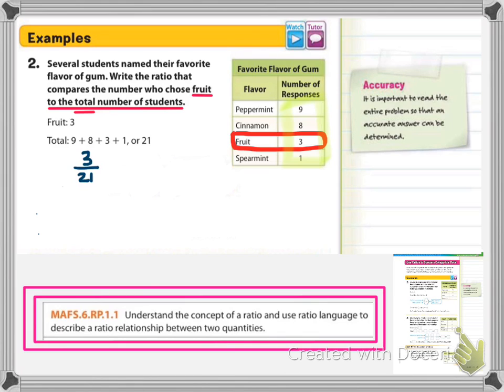So the largest common factor between 3 and 21 is 3. So I'm going to divide both numbers by 3, and I end up getting 1 over 7. So our answer for this one ends up being that the ratio is 1 to 7. You can see that down here below, the part that I just uncovered, you can write it any of the 3 ways that are listed.